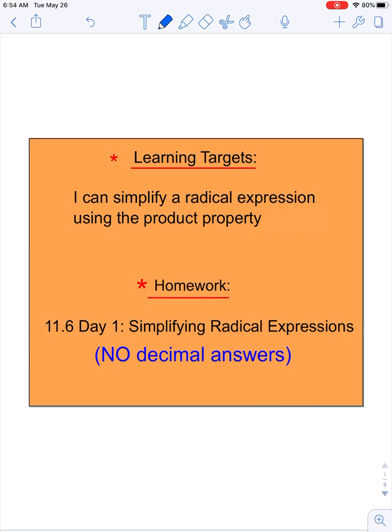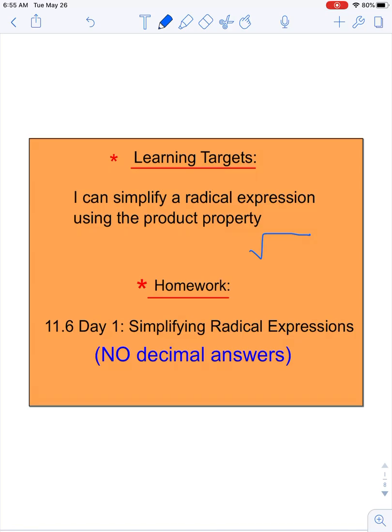We are going to start our last unit. It's the second half of chapter 11, and it's working with radicals. So we are going to work on simplifying radicals. And remember, a radical is a square root, okay? And you can see we have a homework assignment here, and it says no decimal answers.